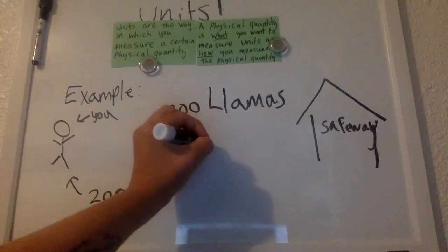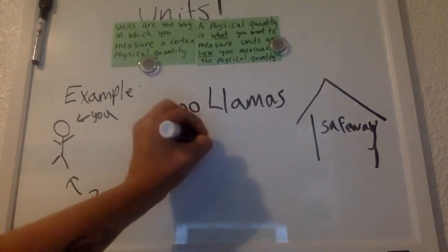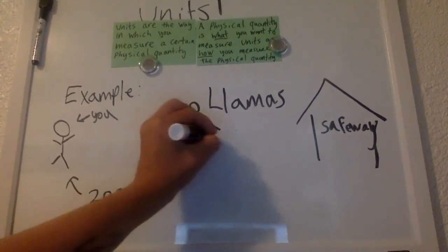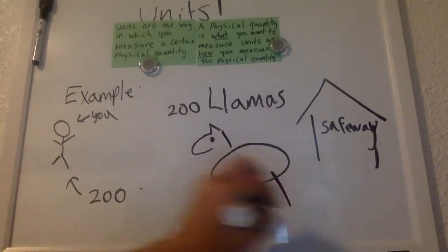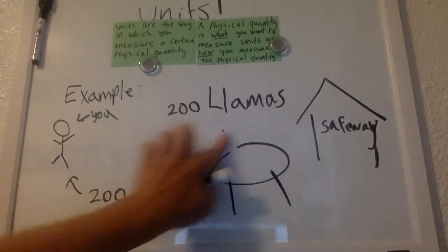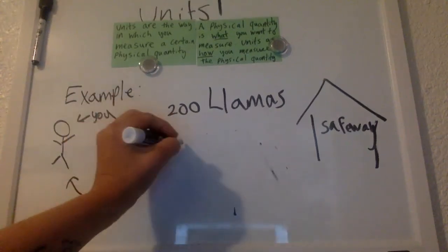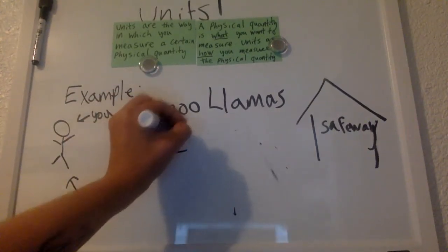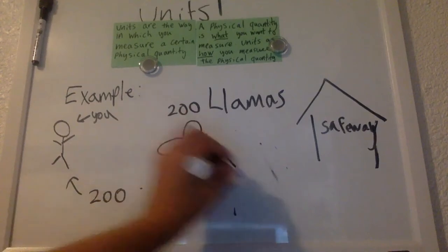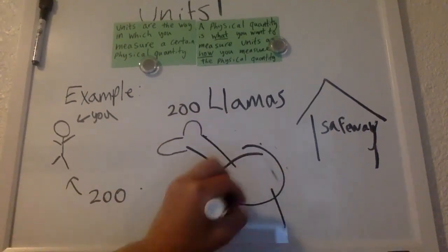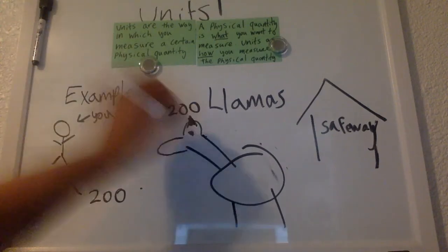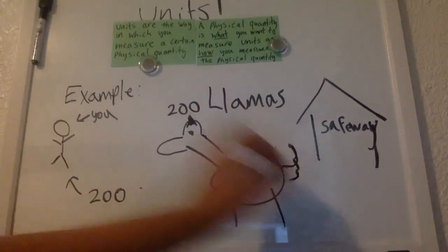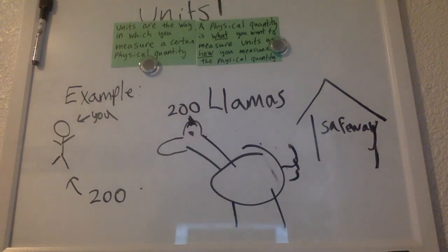So this person is going to go out and buy 200 llamas. That's clearly a llama. It needs to have a longer neck, doesn't it? Ooh. Okay, nobody show this video to Miss Ancona. She would not be happy with me right now. I'm not very educated in art. All right, that's clearly a llama. So this person went out and bought 200 llamas to get to Safeway.